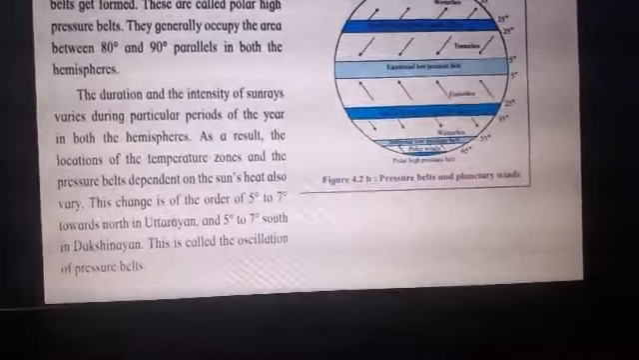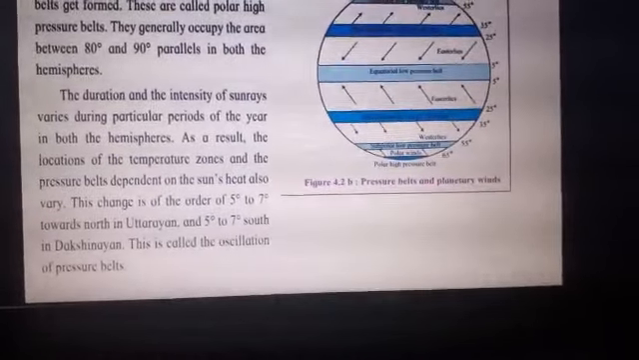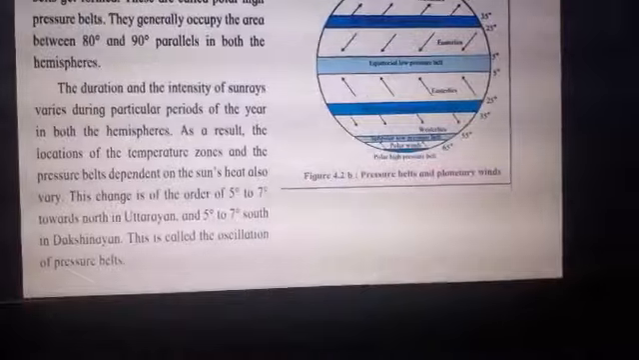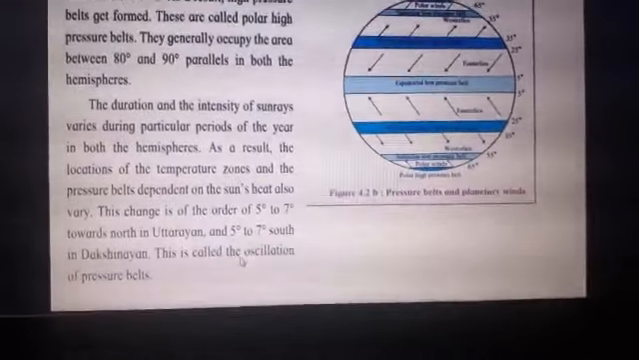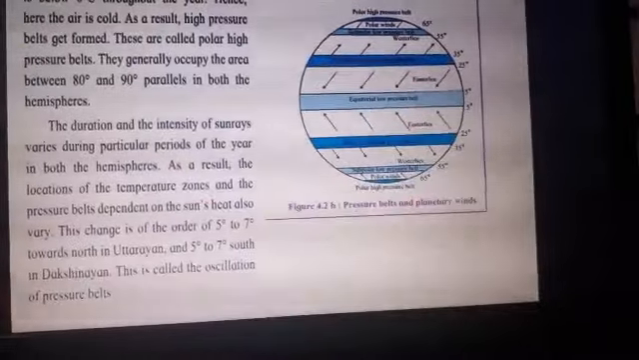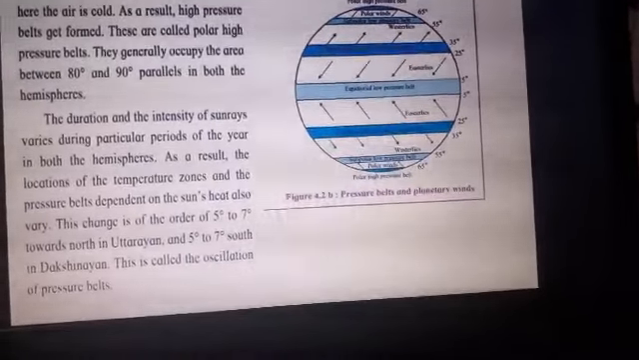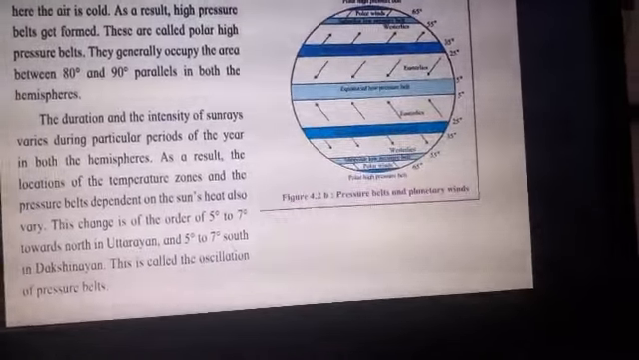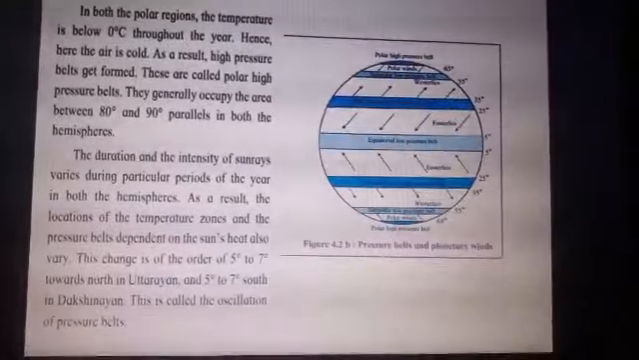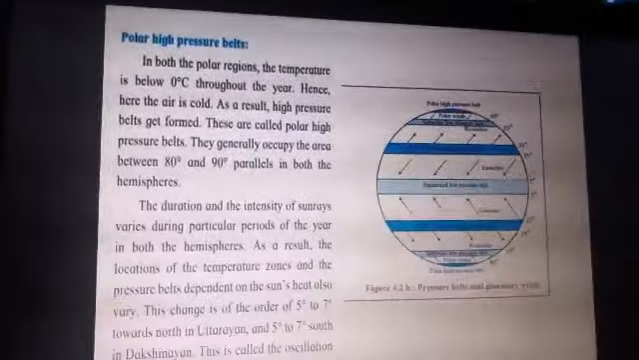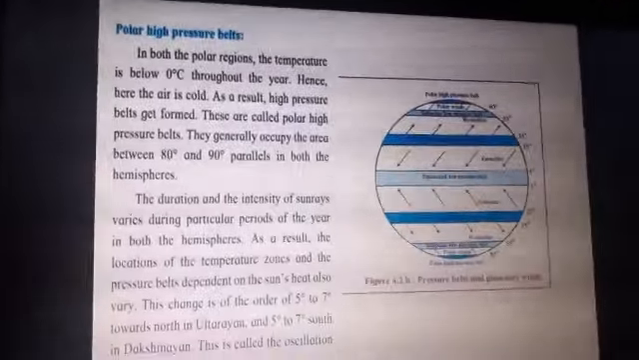Varying means changing. This change is of the order of 5 degrees to 7 degrees towards the north in Uttarayan. So how much is the change? 5 degrees to 7 degrees change occurs in Uttarayan, and 5 degrees to 7 degrees towards the south in Dakshinayan. This is called the oscillation of pressure belts. It means the pressure belts move 5 to 7 degrees in the northern hemisphere in Uttarayan, and 5 to 7 degrees in the southern hemisphere in the Dakshinayan period. This is called oscillation of belts. Oscillation means movement of the pressure belts according to the heat received from the sun.